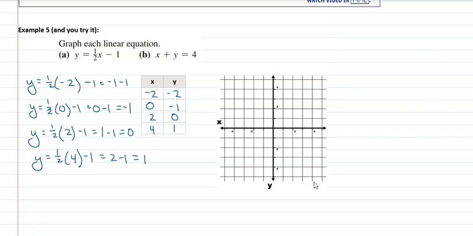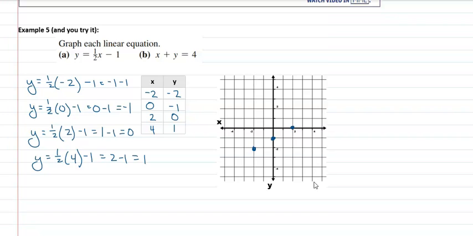So -2 is here. 0, -1 is here. Be careful with the coordinates that have zeros. People generally, very commonly, get those messed up. So remember, x means I'm moving left or right. So if x is 0, you don't move left or right. All right. When x is 2, y is 0. So y is 0 means I don't move up or down.